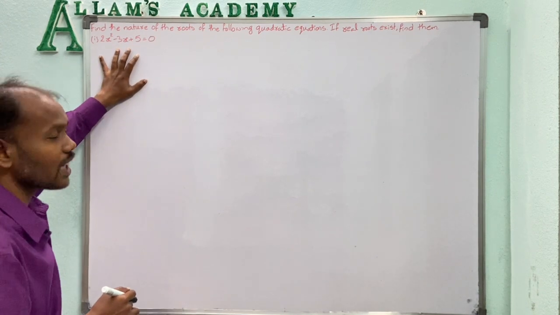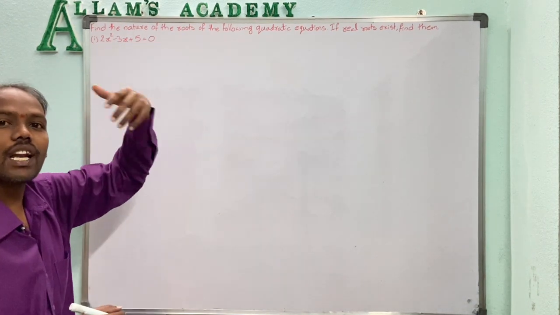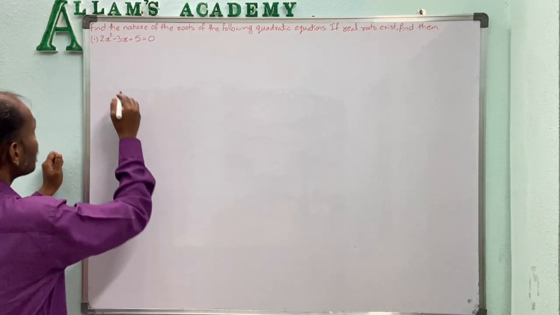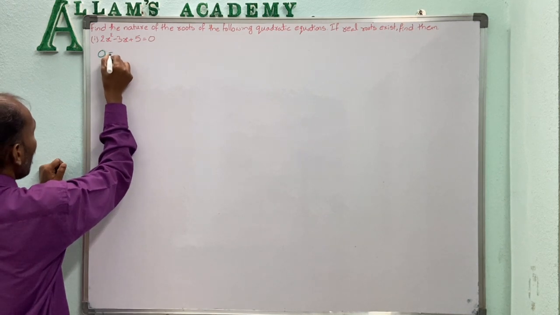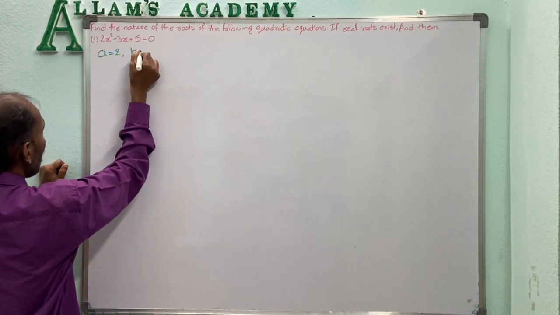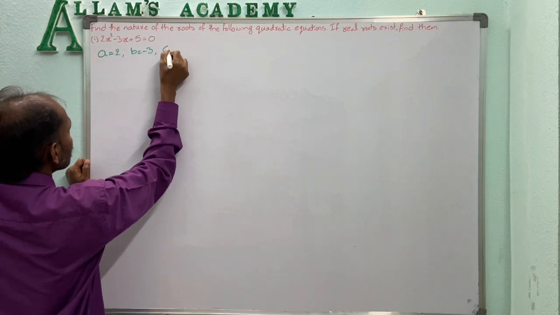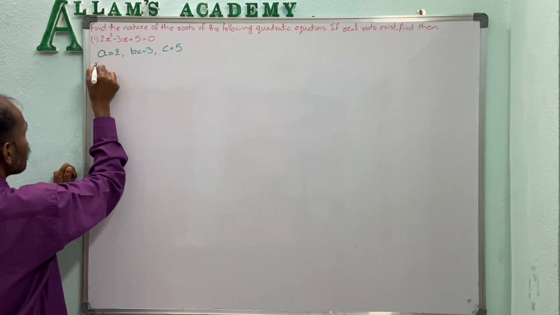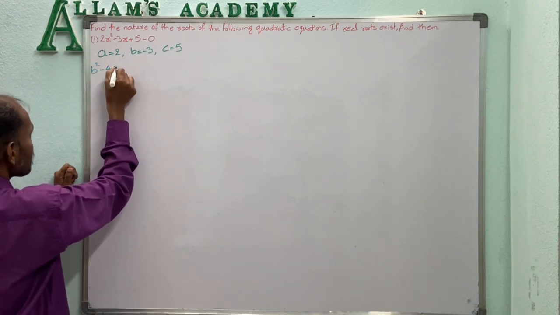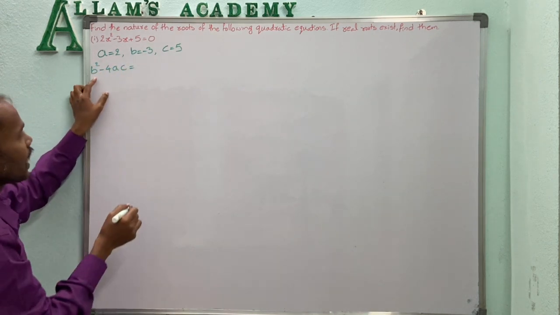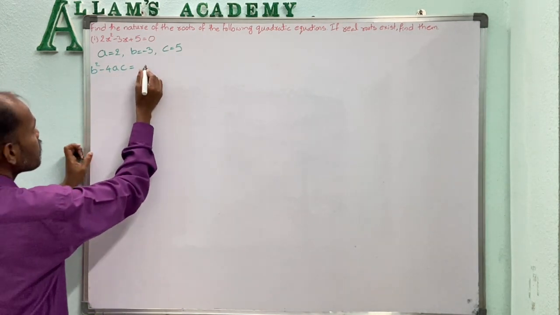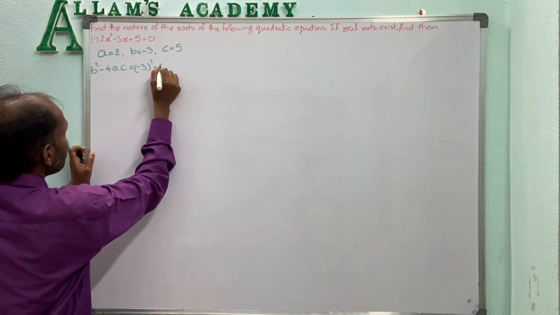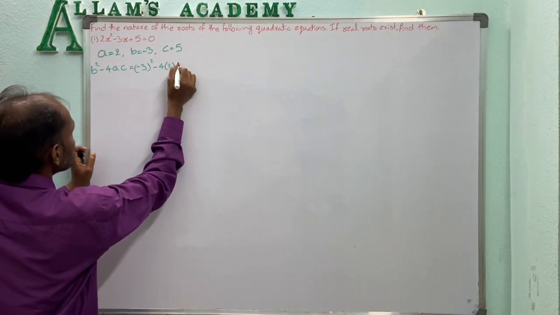For that quadratic equation, if we compare with the general form of a quadratic equation, that is ax square plus bx plus c equal to 0, here a is 2, b equal to minus 3 and c is 5. a is the x square coefficient, b is the x coefficient and c is the constant term. So now first we find b square minus 4ac, that means minus 3 whole square minus 4 into 2 into 5.